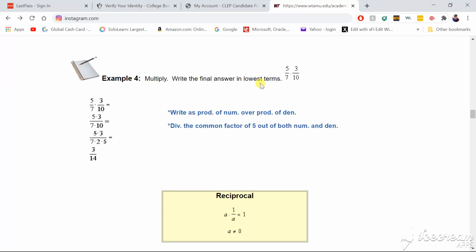Multiply. Write the final answer in lowest terms. 5 over 7 times 3 over 10. When you get it like this, bring 5 times 3 down, draw a line, and 7 times 10 down. So straight across, 5 times 3 over 7 times 10, and then you actually start doing the problem.